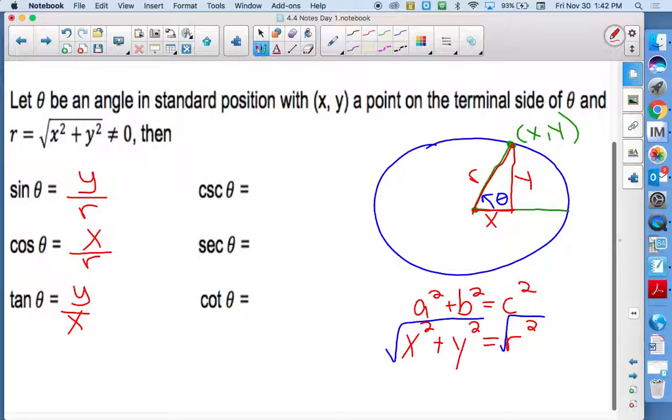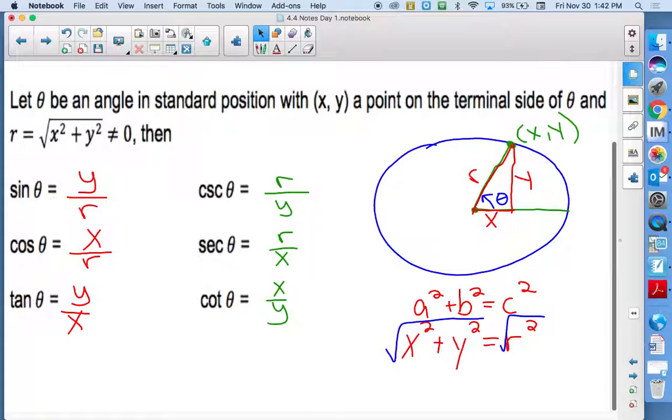So then to get the other 3, they're reciprocals, so you just flip what we have around. So the cosecant is r over y, the reciprocal of the sine. The secant is r over x, reciprocal of cosine, and cotangent is x over y, reciprocal of tangent. So this is like the general form.